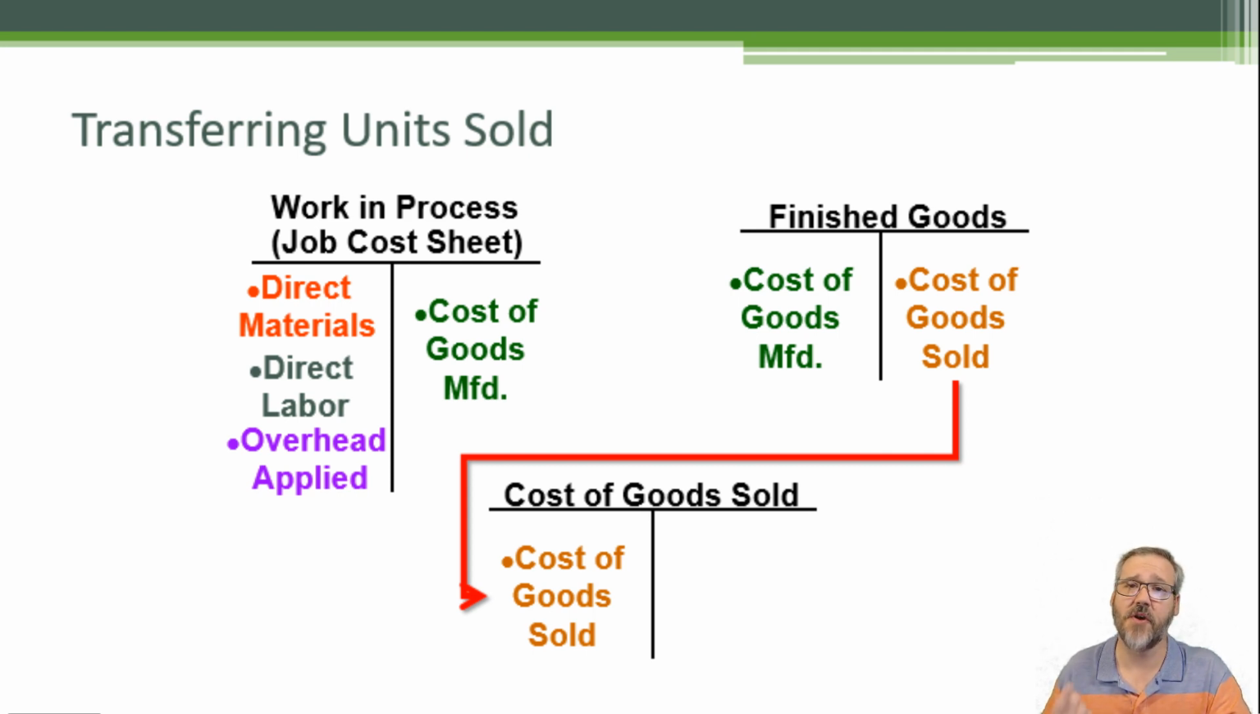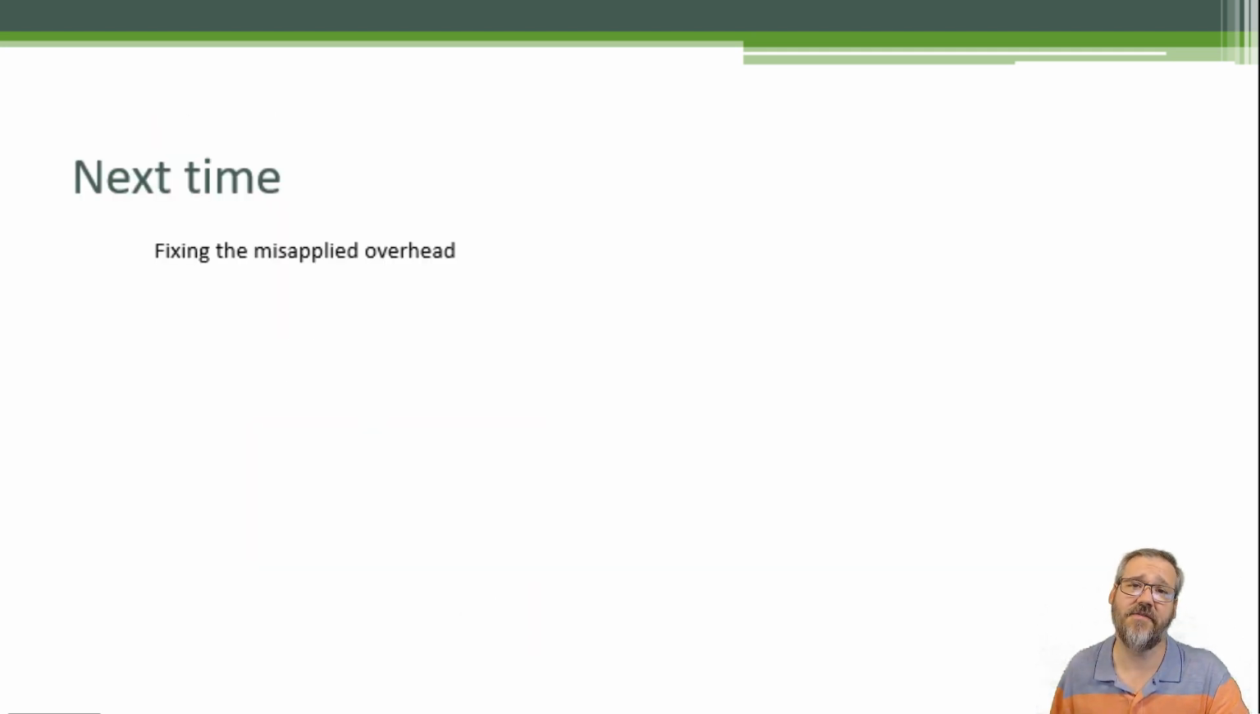Cost of goods sold is going to be your number one expense account for any manufacturing company, probably most any company, period, because what you're selling is likely going to be your most valuable asset. All right, so next time we'll look at how to fix that misapplied overhead. And it's always going to be off. It's never going to be exactly right, especially in an accounting class. It's made to not be right. But we'll hit that next time.